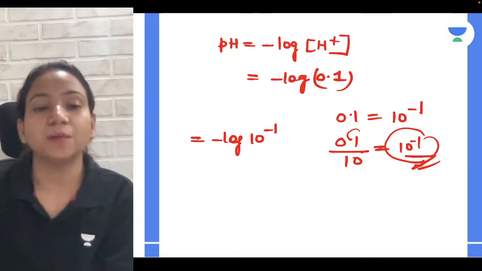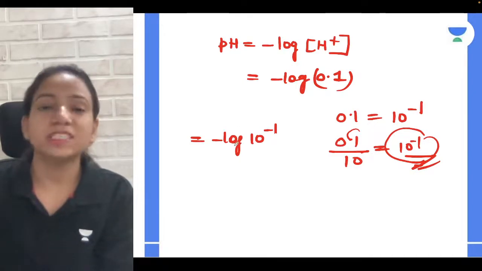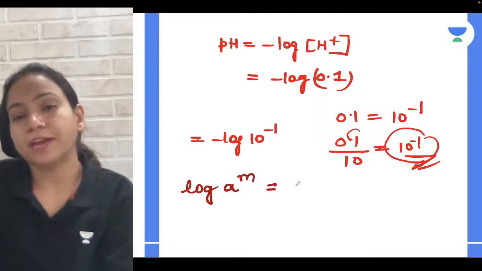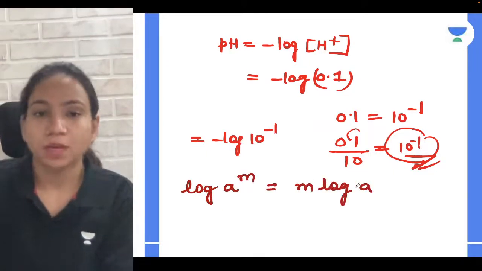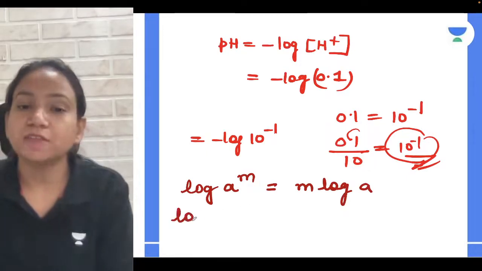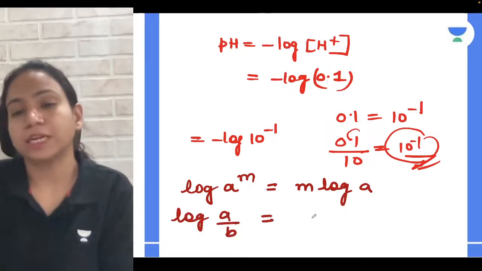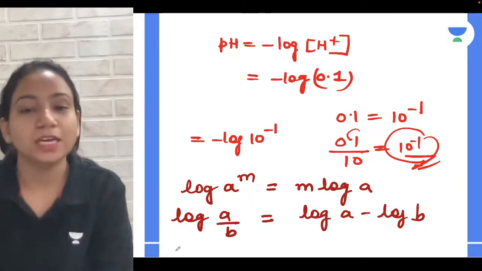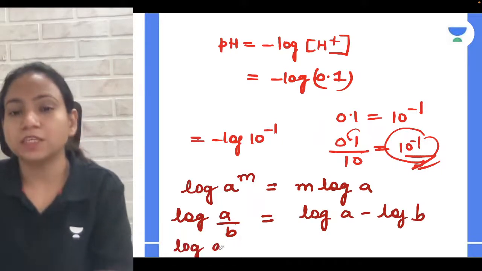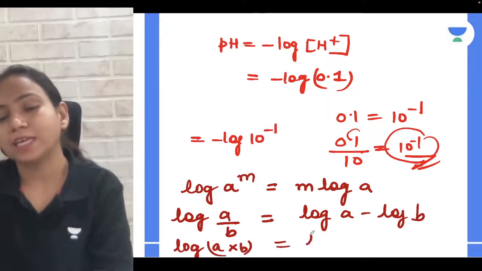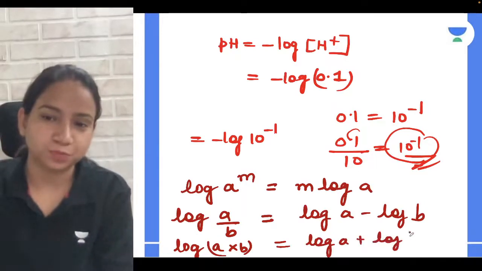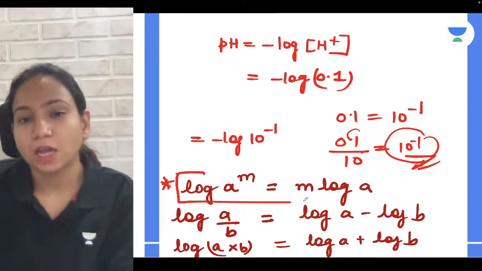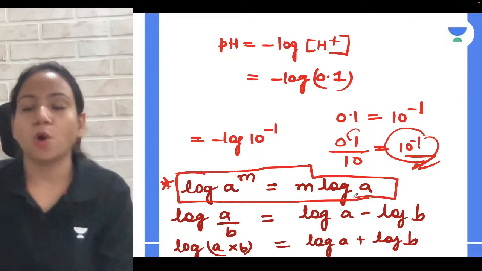Log is nothing but a mathematical function, and there are some identities for it. Log a to the power m, you can write as m log a, meaning the power will come before. If it is log a by b, you can write it as log a minus log b. If it is log a into b, you can write it as log a plus log b. Generally in pH calculation, you will use only the identity log a to the power m is m log a.